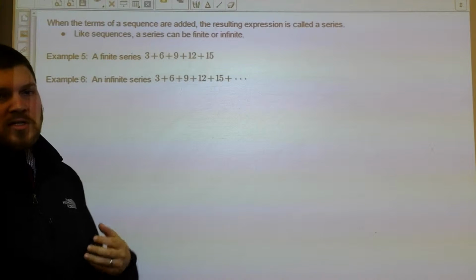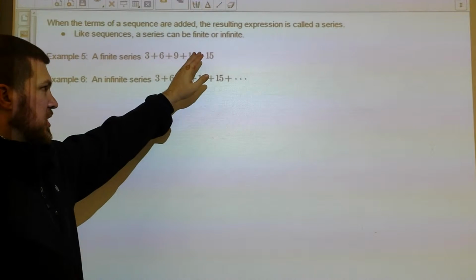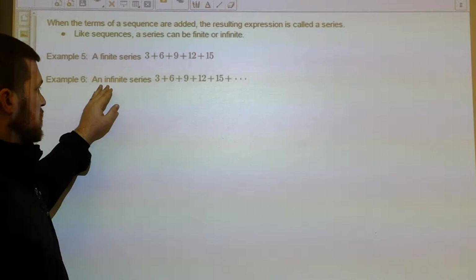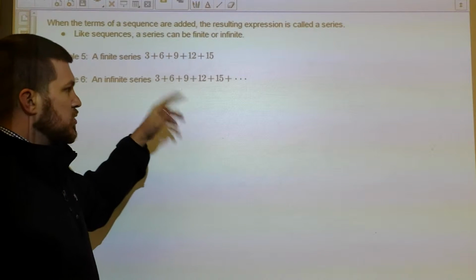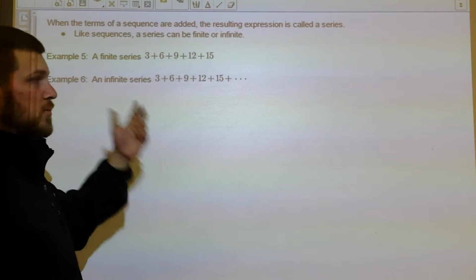Just like sequences, when we have a series, they can be finite, which means they eventually stop. Or, as you see in example 6, you can have an infinite series, which goes on theoretically forever. Again, we're just adding up the terms of our sequence.